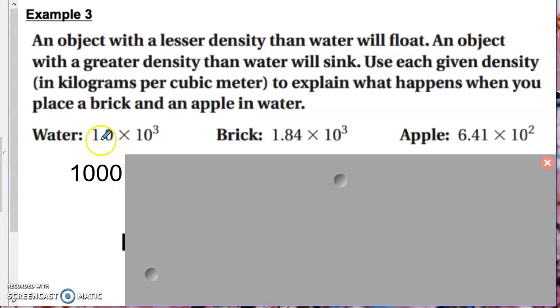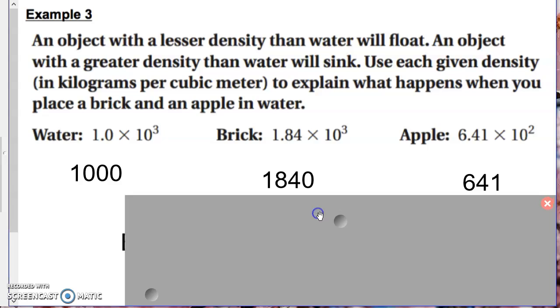So of course the decimal starts here. I move it 1, 2, 3 places. So the density of water is 1,000. Now the density of a brick, I'd move it over 1, 2, 3 would be 1,840. And an apple, 1, 2 would be 641. Well, the apple has a smaller density than water, so that means the apple is going to float.